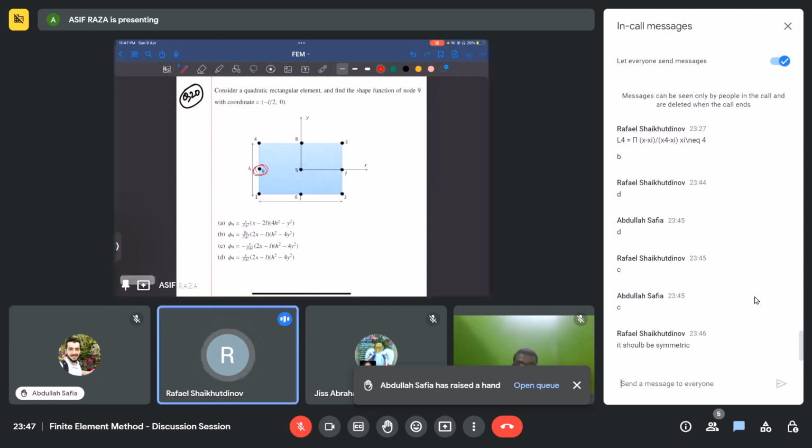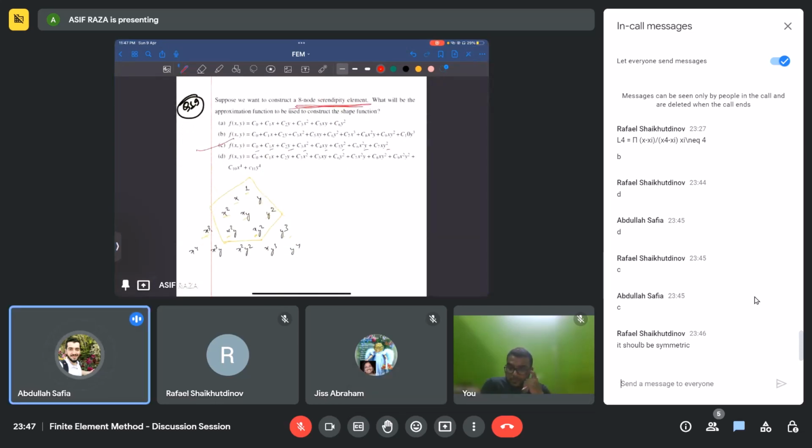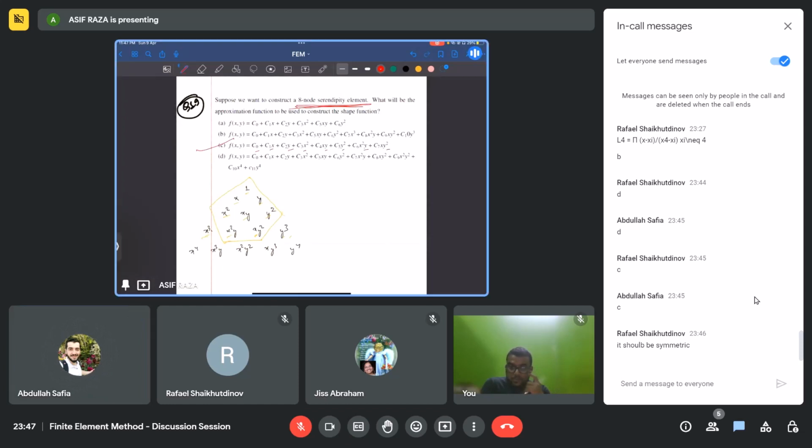Abdullah has a question. Oh, okay. Regarding the previous question, my question is, could it be not symmetric? No, it should be symmetric, because if we don't use symmetric, suppose I take the elements as x cube and x square y, like this. So if you see, the dominant thing is more towards x.